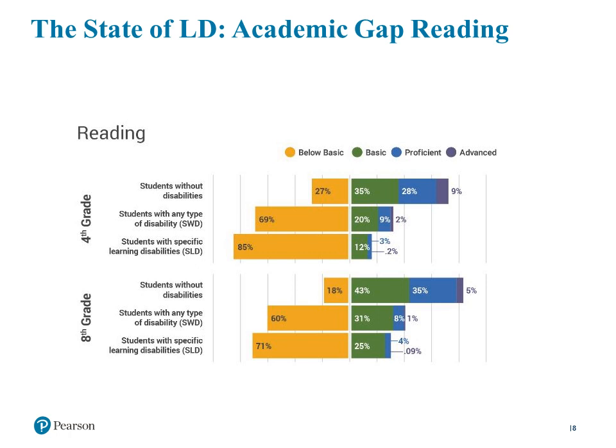This is the result from the 2013 administration in reading. As we can see in fourth grade, while only 27% of non-disabled students score below basic in reading, 69% of students with any type of disability are in the below basic scoring criteria, and 85% of students with specific disabilities are below basic. Similar discrepancies in performance are found in eighth grade, though for all student groups, the reading performance has improved slightly.